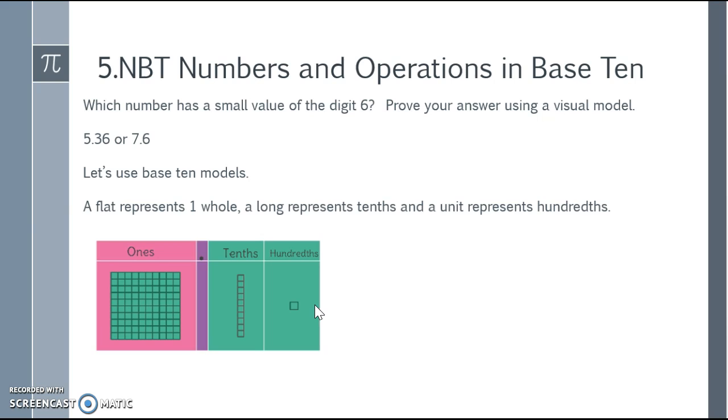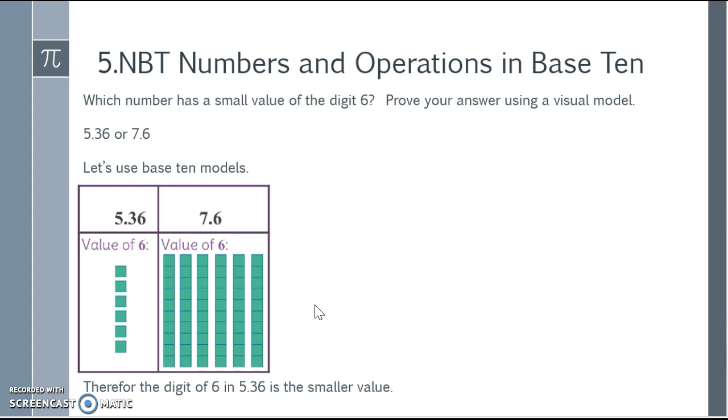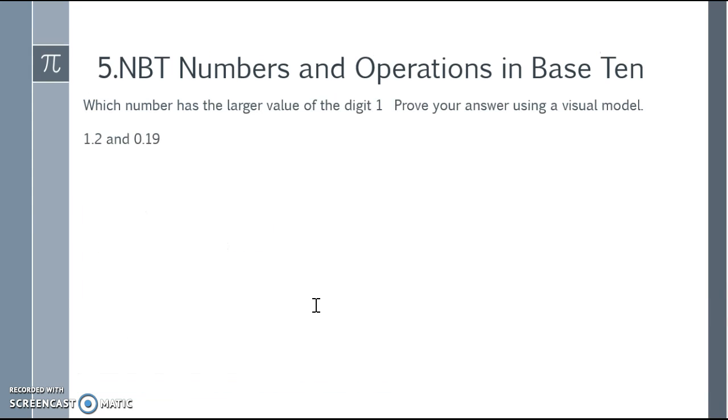Let's use base 10 models. A flat represents a whole piece, a long represents the tenths, and a unit represents hundredths. So if I have 5 and 36 hundredths and then 7 and 6 tenths, 6 hundredths would be 6 little unit pieces, whereas 6 tenths would be 6 longs. I can visually see that the digit 6 in 5.36 is the smaller value.